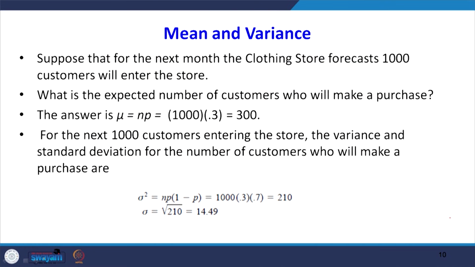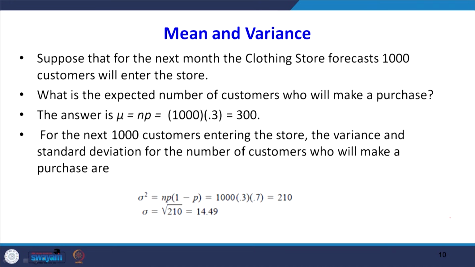Suppose for the next month the clothing store forecasts 1000 customers will enter the store. In the previous problem there are 1000 customers. So, what is the expected number of customers who will make a purchase out of 1000? The answer is mu equal to n into p. So, n is 1000, probability of success is 0.3, so it is equal to 300. That is, out of 1000 customers there is a chance that 300 customers will make the purchase.